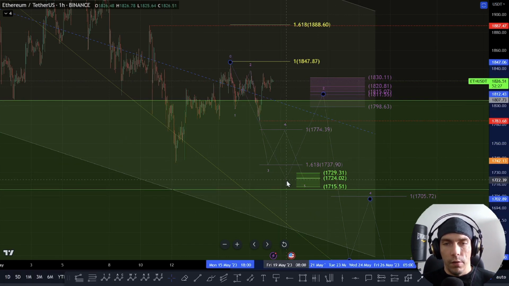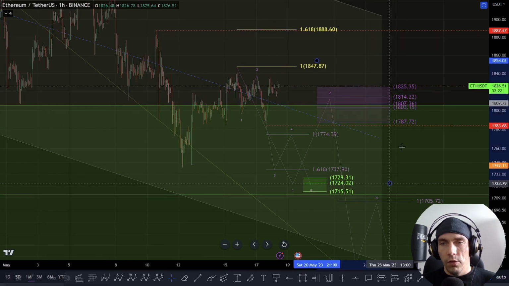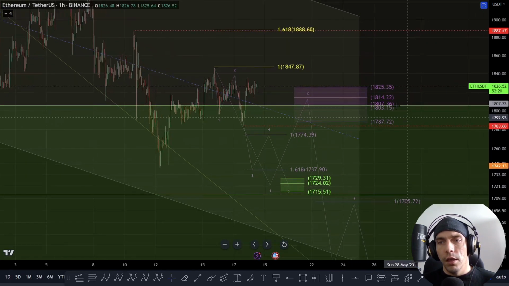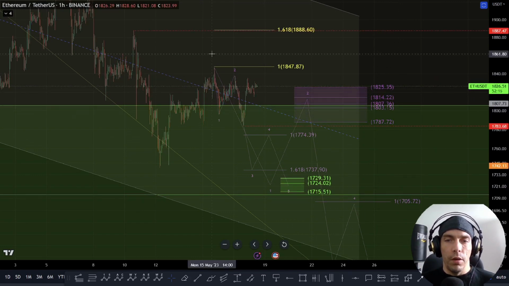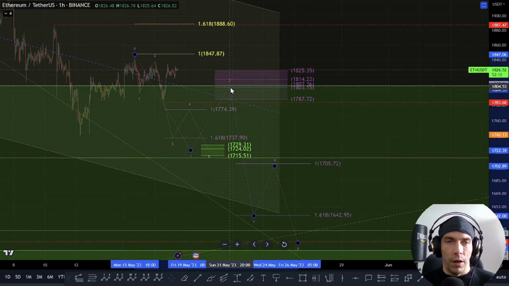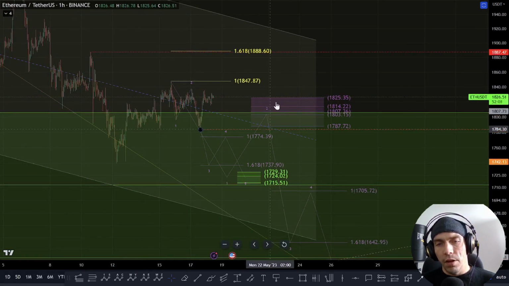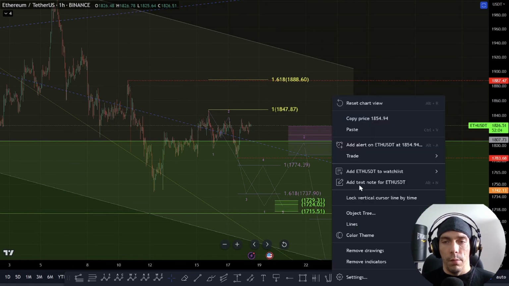If we did break down in this way, what we would then be looking for as a potential for continuation would actually be finding rejection again here towards this 1825, below this 1825 level. As long as we remain below this, we'd have to still be on the lookout for the possibility that we could see something like this. A 0.618 would actually bring us back into these levels. So we're going to have to keep an eye on this. If we continue to break down here, this could be something that we see playing out.